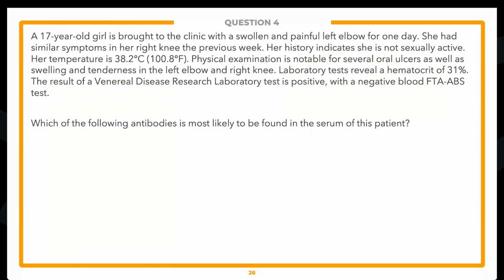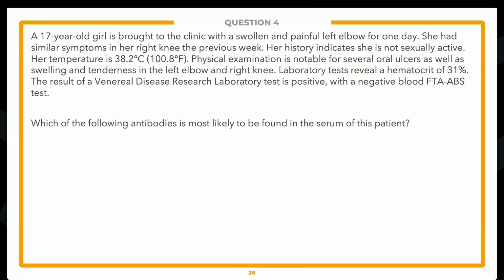A 17-year-old girl is brought to the clinic with a swollen and painful left elbow for one day. She had similar symptoms in her right knee the previous week. Her history indicates she is not sexually active. Her temperature is 38.2. Physical examination is notable for several oral ulcers, as well as swelling and tenderness in the left elbow and right knee. Laboratory tests reveal a hematocrit of 31%. The result of a venereal disease research laboratory test is positive with a negative blood FTA-ABS test.